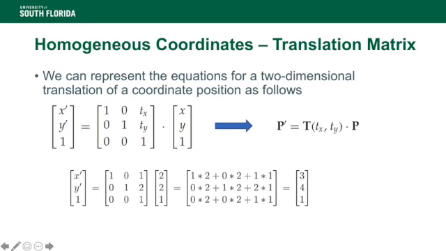So here is the translation matrix using homogeneous coordinates. We can represent the equation for a two-dimensional translation of a coordinate position as we can see here. Basically, the third column will have the translation shift in x and in y. And at the bottom, we have an example for this. We suggest you pause the video and pay attention to the multiplication of the numbers.